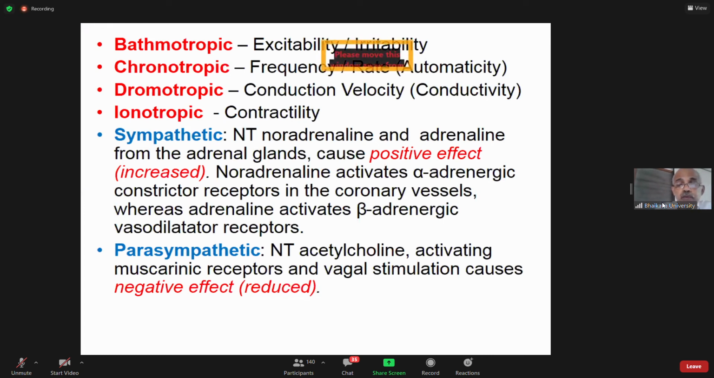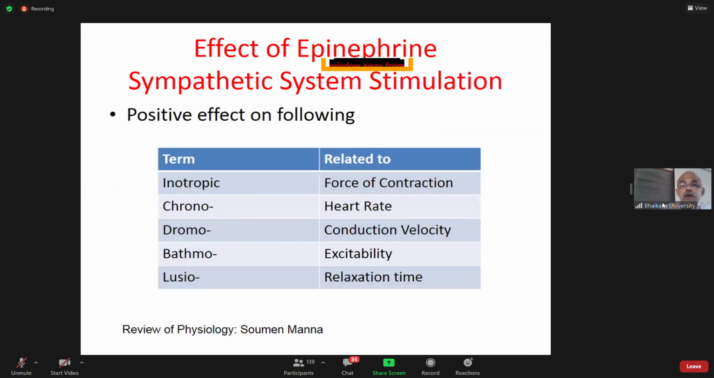It affects the frequency, or the rate might be reduced, contractility might increase, conduction velocity might increase or decrease, excitability might increase. For example, with sympathetic stimulation, inotropic will increase the force of contraction, chronotropic will increase the heart rate, dromotropic refers to increased conduction velocity, bathmotropic refers to excitability, and lusitropic refers to relaxation time.